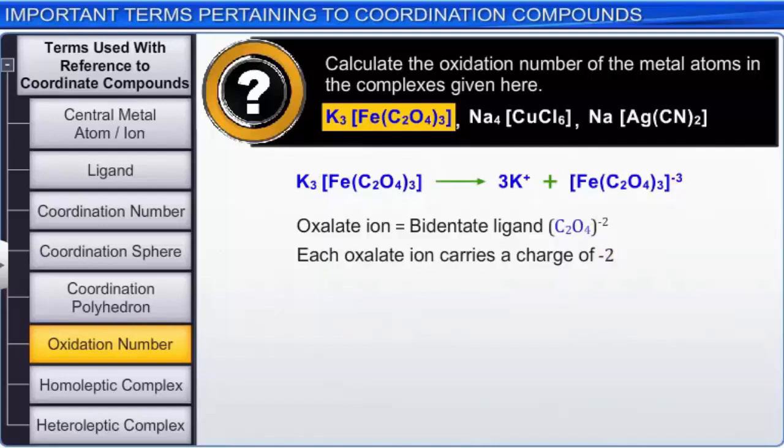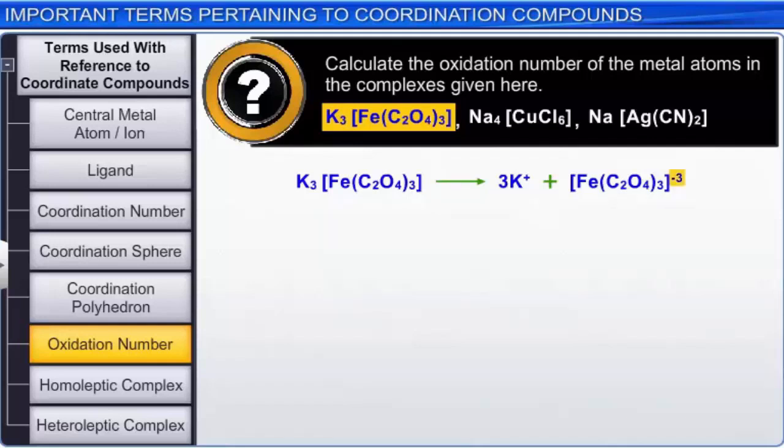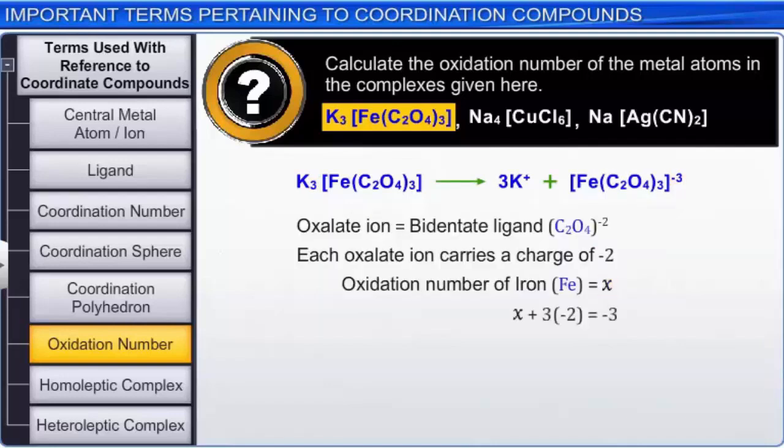The charge of this oxalate is -2. Okay, so shall we calculate the oxidation number? Let us take the oxidation number of iron as X. So X, the coordination sphere, X plus how many oxalates are there? 3 oxalates. For one oxalate, -2. So 3 times -2, 3 2s are 6, -6, is equal to -3.